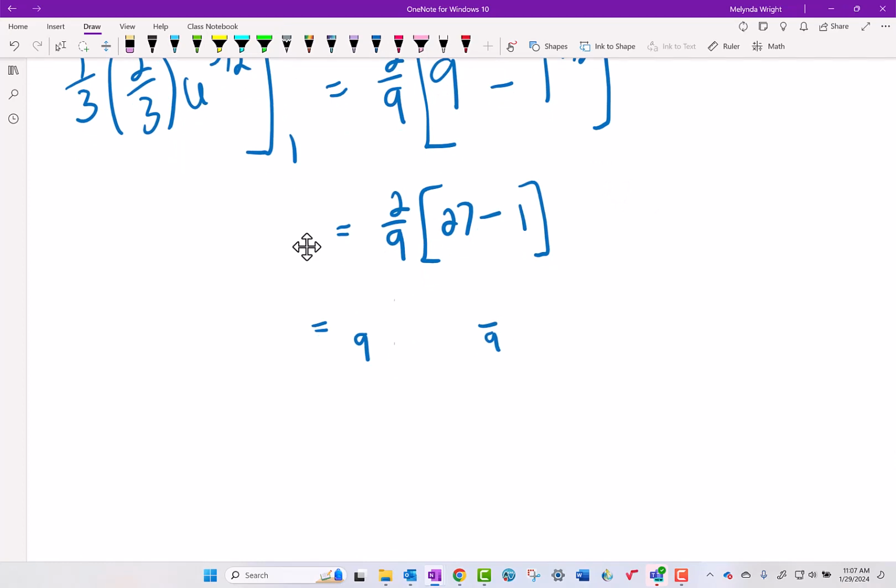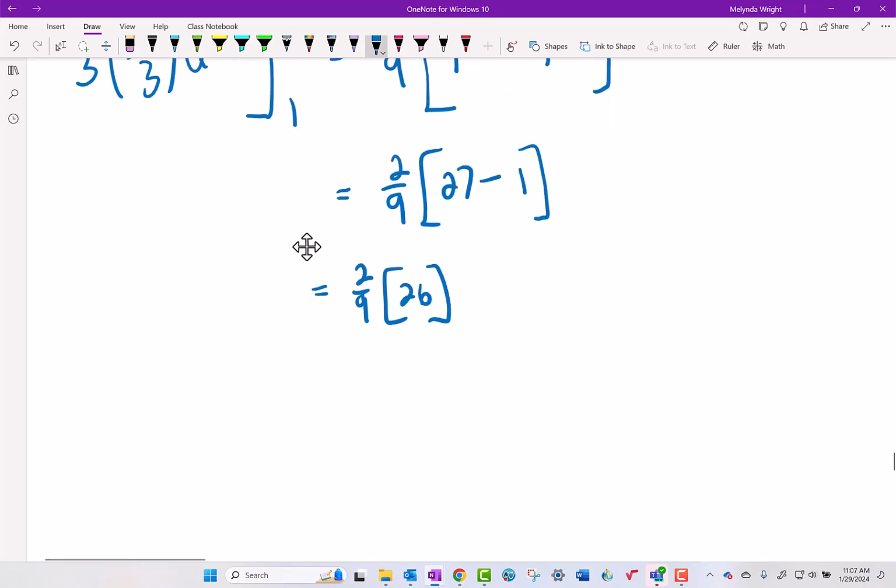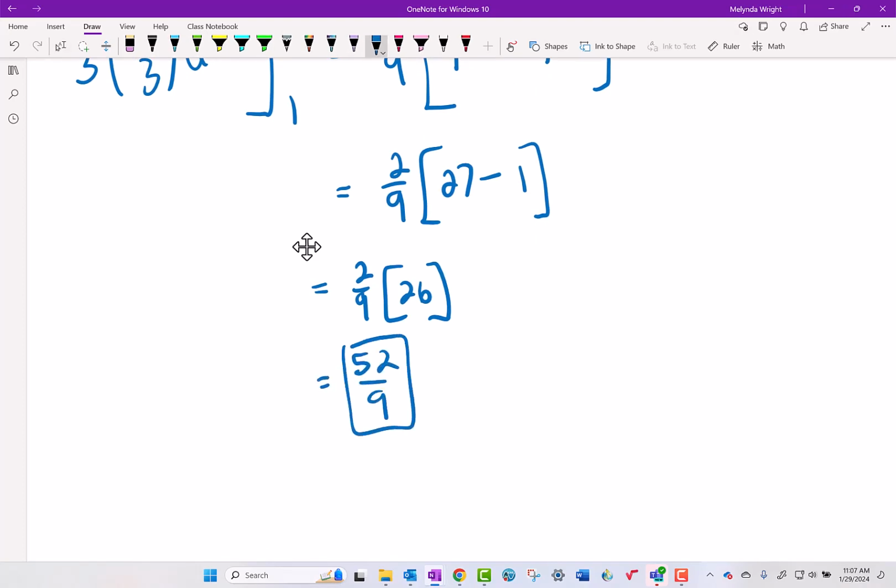Why don't we just distribute? So this is 2/9 times 26. And that is 52/9. There really isn't much reducing we can do there. Sure.